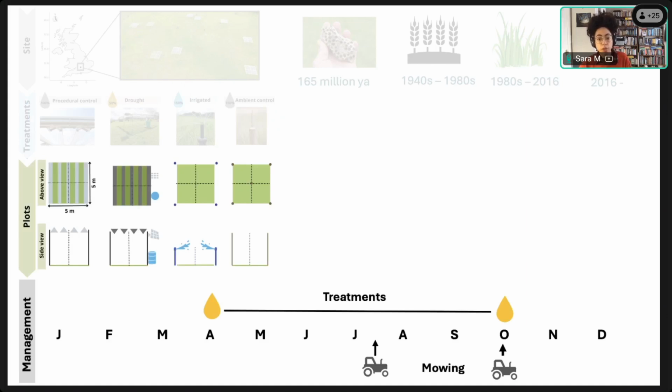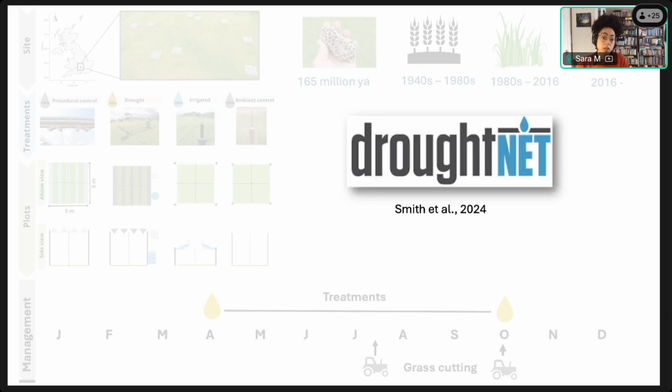In terms of management, the treatments only apply from April to very early October. And then the treatment is off, so the shelters move around, so you can implement the drought. And in terms of cutting, there's the mowing with biomass removal in early July and end of September. And also this site is part of the DroughtNet network, which is a consortium of various drought experiments across the world.